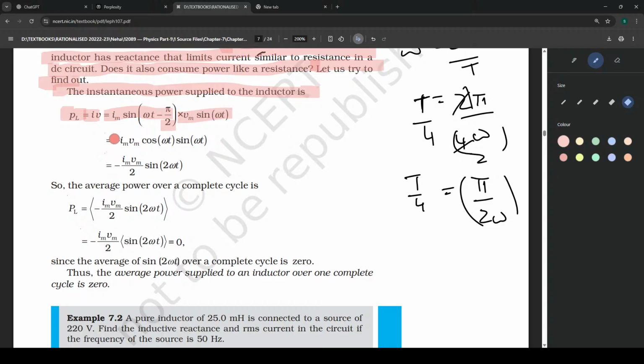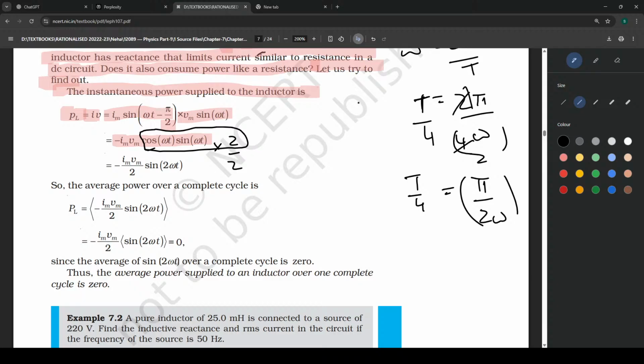Now PL will get as, we did all the work by converting this into sine(omega t minus pi by 2), which we can again convert back to minus cos omega t for easier calculation. So basically we will get minus Im Vm cos omega t sin omega t, and this we can simplify if we multiply by 2 and divide by 2.